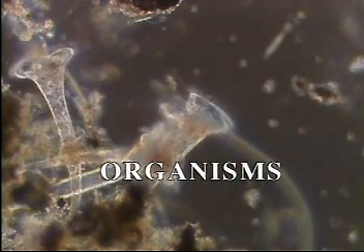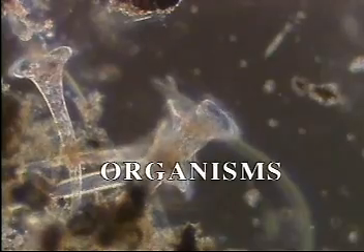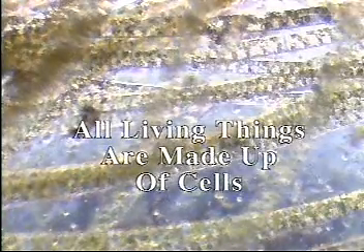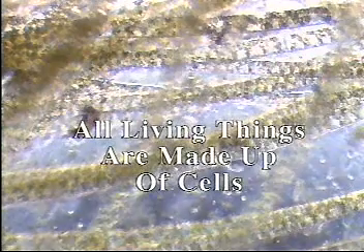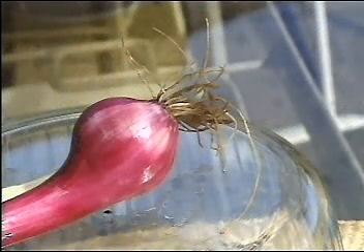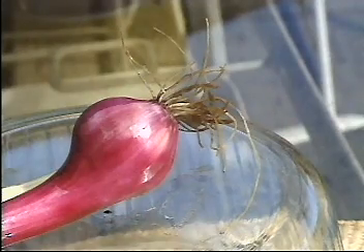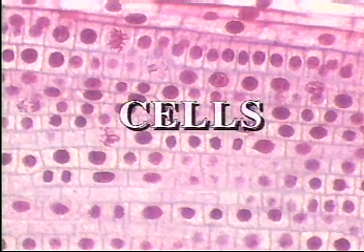If we look closely at how living things are organized, one fact stands out. They are all made up of cells. For example, the tips of these tiny onion roots, when stained and viewed under a microscope, look like this, a collection of tiny compartments called cells.